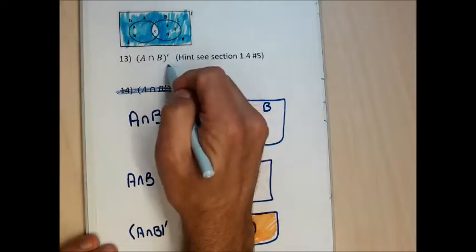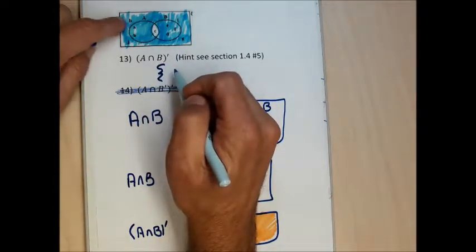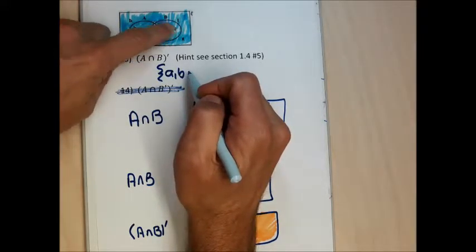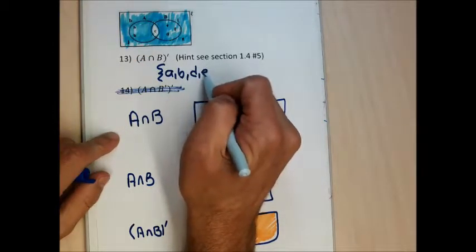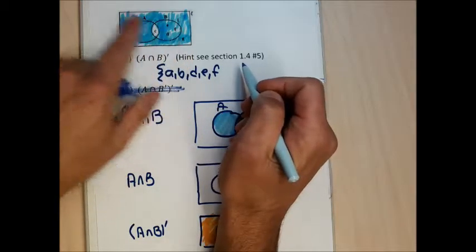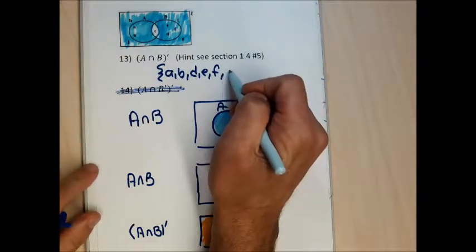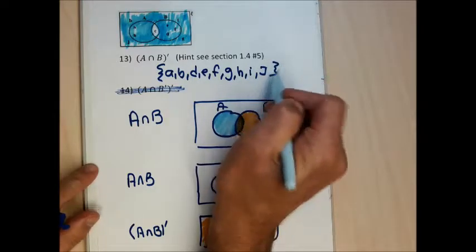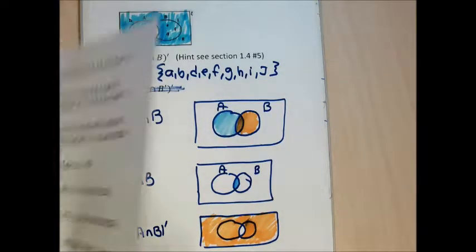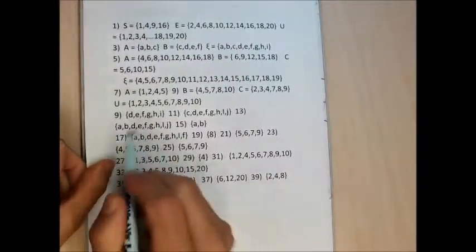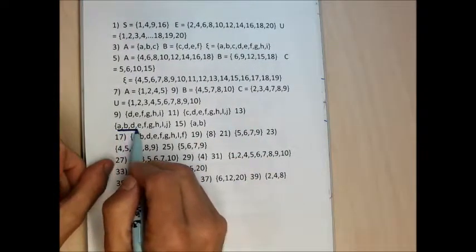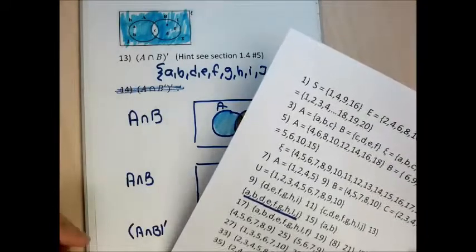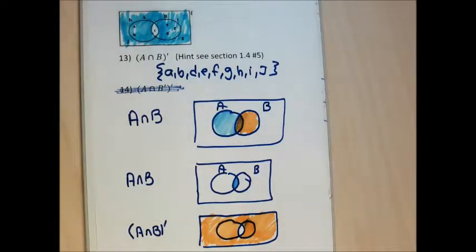So my answer, I'm just going to go in order here. A, B is going to be in my answer. C isn't. D, E, and F are going to be in my answer. And then G, H, I, and J. So I have my answer for 13 handy. So for 13, I wrote A, B, D, E, F, G, H, I, and J, and I think that's exactly what that is. So I feel good about that answer.